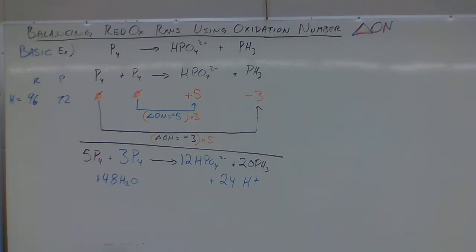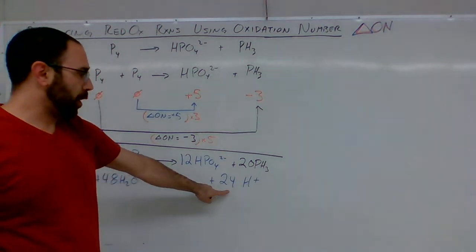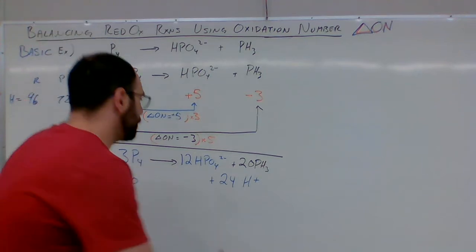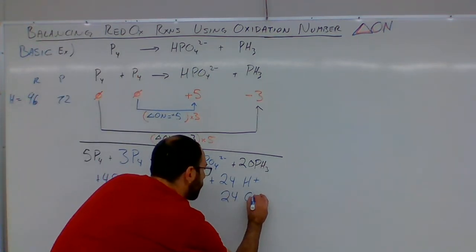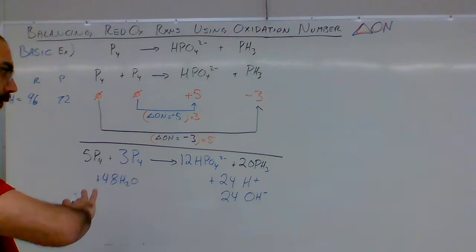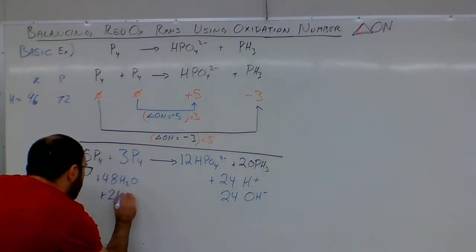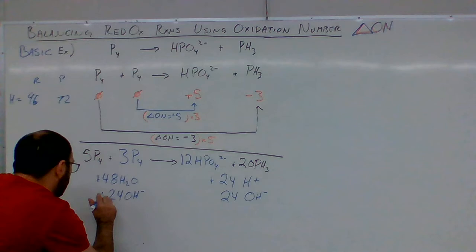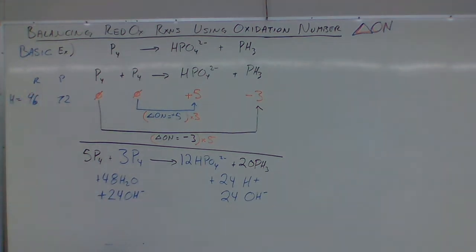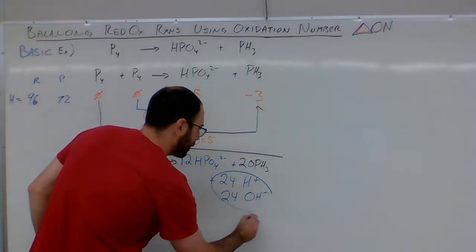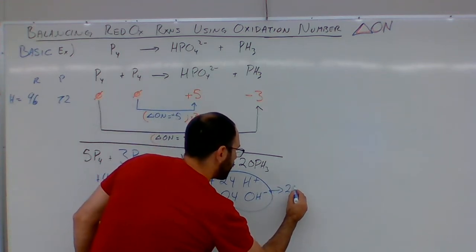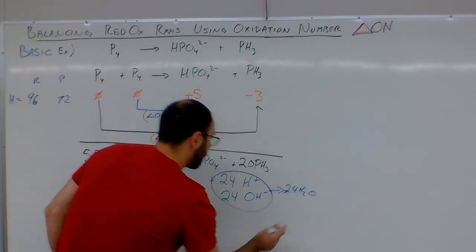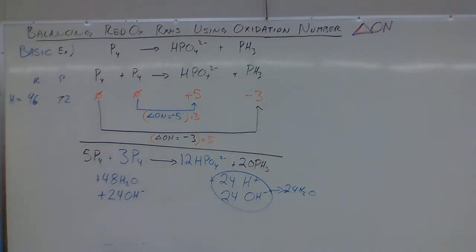Before I go to add this all up and balance it out, we can look back and see that we have our basic situation, which means I've got to get rid of all of these 24 H plus. I'm going to do that by adding in 24 OH minus, and to avoid any problems, I'm going to add in 24 OH minus on this side. That means these here create 24 H2O to cancel out half of the H2O on this side.